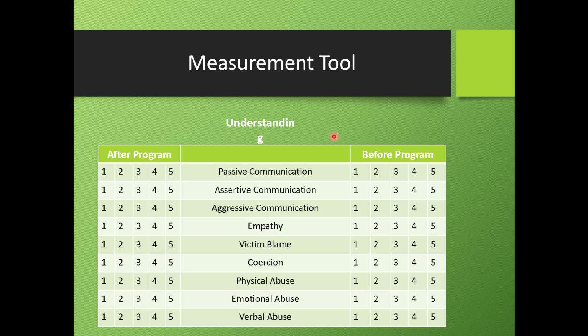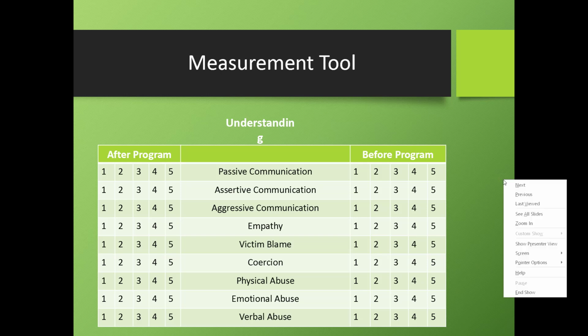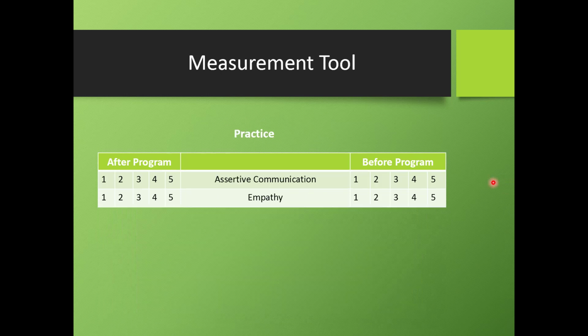Sorry, I printed this out as a PDF, and actually this is a PowerPoint. It doesn't matter. It's understanding. So this was her retrospective post and pre. 5-point: passive communication, aggressive communication, empathy, victim blame, coercion. You can go down the list of things here. And she flipped it. She had people rate after and then rate before. It doesn't really matter. I've seen it done a couple of different ways, so it's not a big deal.